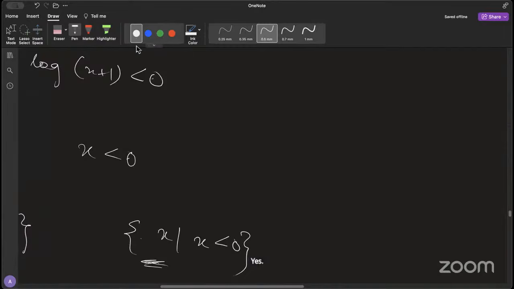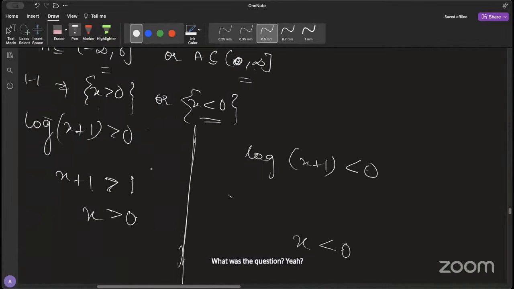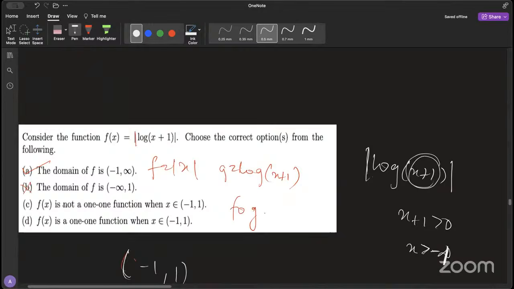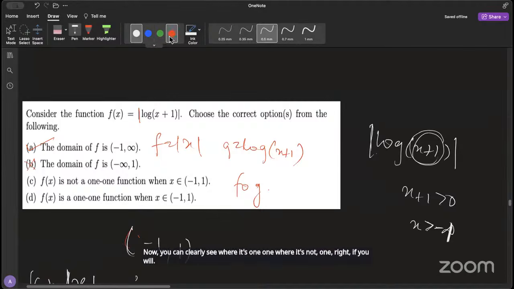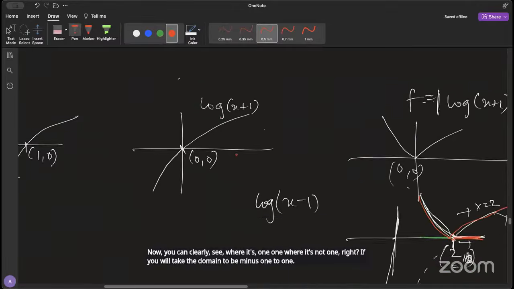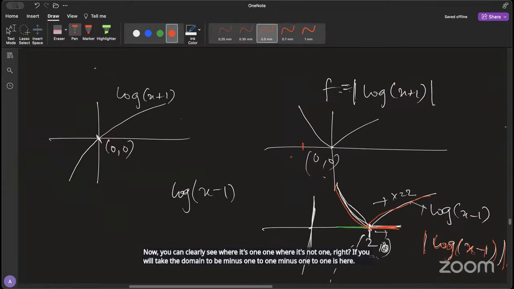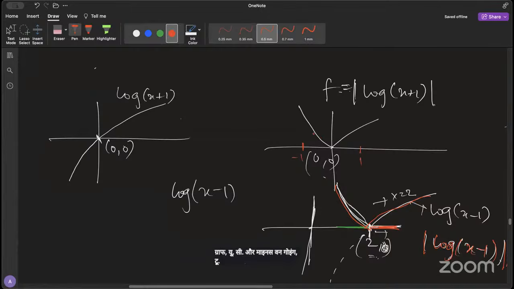What was the question? So now the question was about the domain. Now you can clearly see where it's 1, 1 and where it's not 1, 1, right? If you take the domain to be minus 1 to 1, from the graph your minus 1 is here, 1 is here, and you're going to have the same values at this point and this point. Approximately these 2 points will give me the same value of y, right? So between minus 1 and 1, our function is not 1, 1.